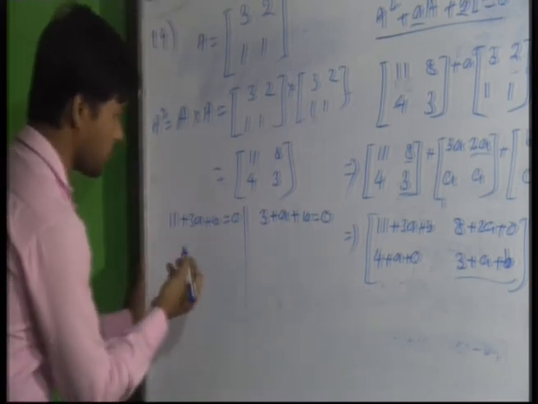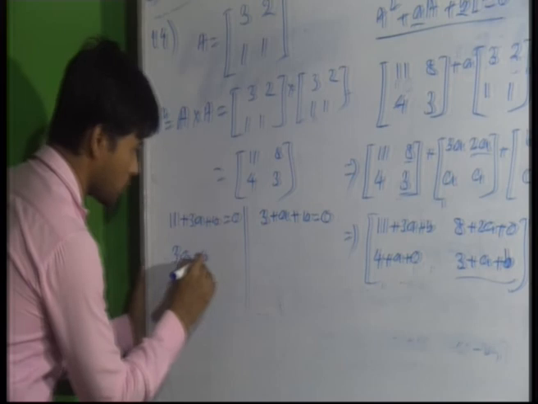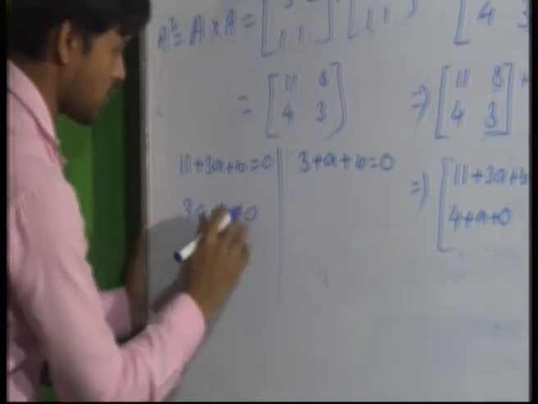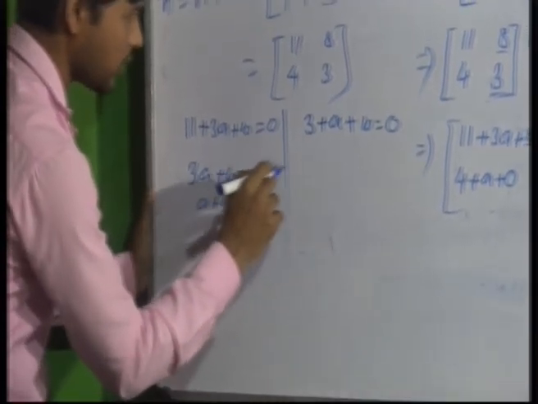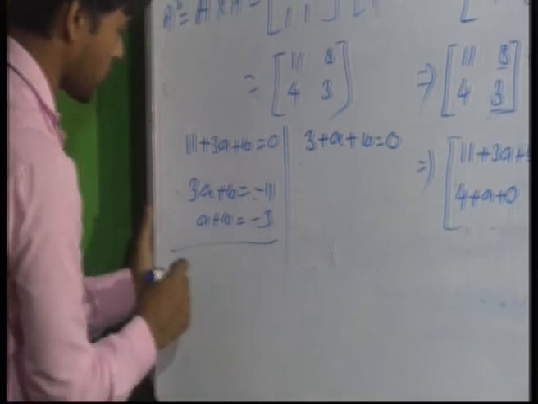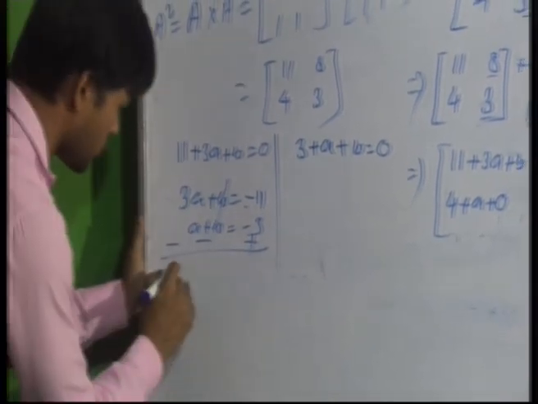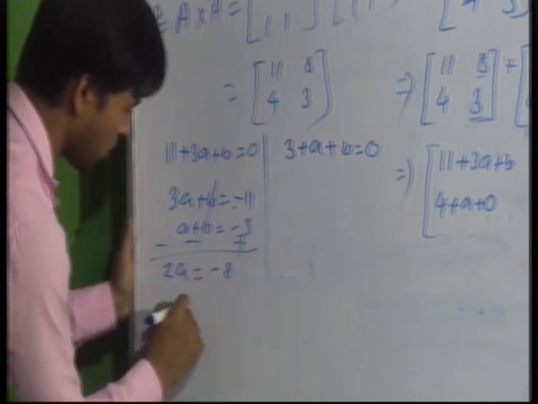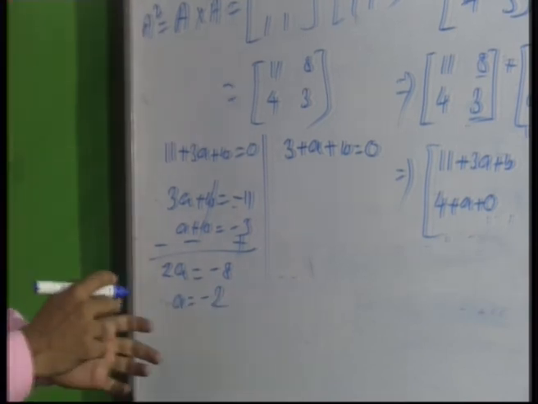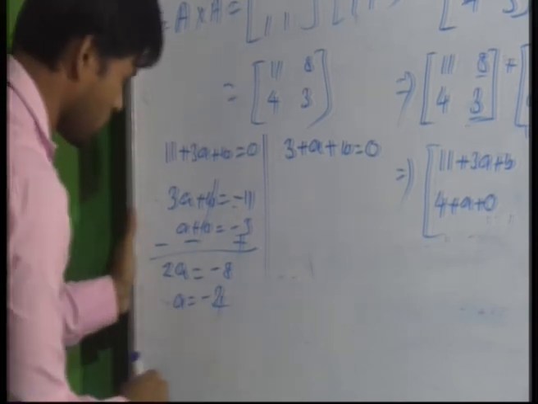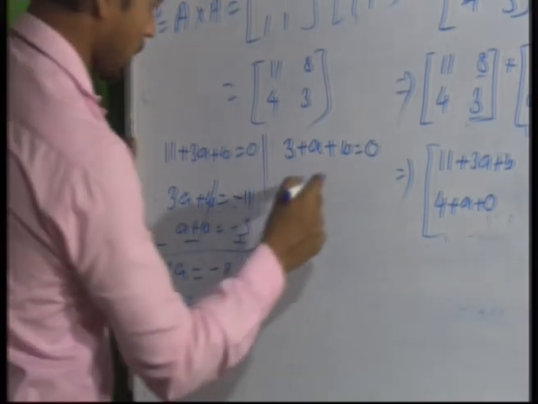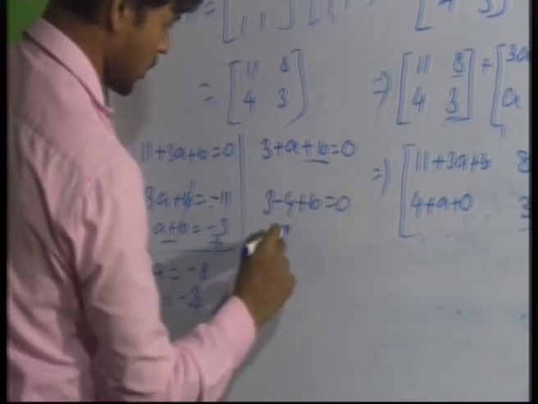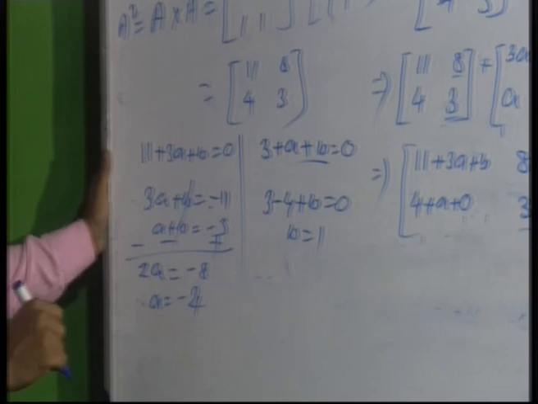Okay, so from here we have the equation 3a plus b is equal to minus 11, and here a plus b is equal to minus 3. Then solve it, b and b cancel, so 2a is equal to minus 8, so a is equal to minus 4. If you put a equal to minus 4 here, 3 minus 4 plus b is equal to 0, that is b equal to 1. So the value of b is equal to 1.